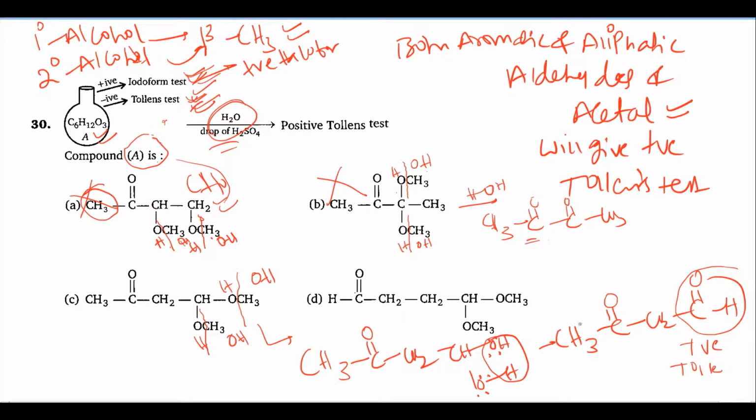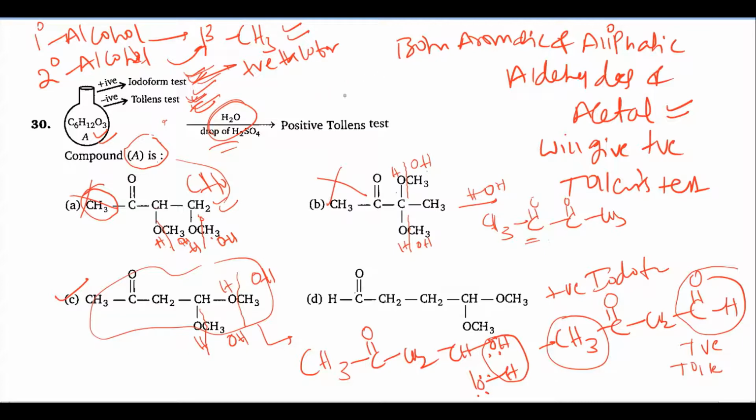And there is a methyl group. This is giving a positive iodoform test. So both conditions are satisfied. C is the correct answer. So while you can see the option, you can tell. Very simple. I already told you: primary alcohol, beta CH3; secondary alcohol, beta CH3.